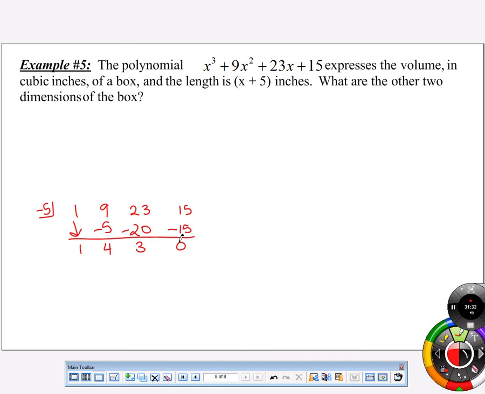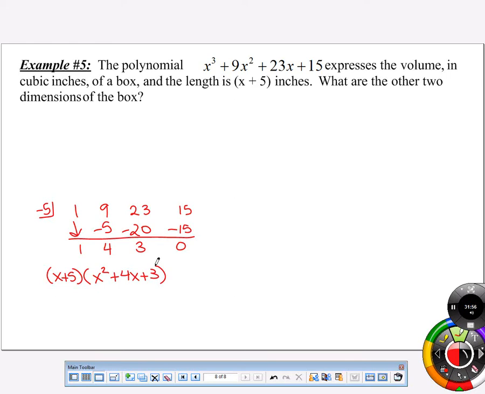If this didn't happen, you would have a hint that you either set something up wrong or went through a process wrong, because when they tell you one of the dimensions is x plus 5, it was in the multiplication, so it should be a factor. Okay? So that means you know that x plus 5 was multiplied with x squared plus 4x plus 3 to make the volume. Is that fair to everybody?